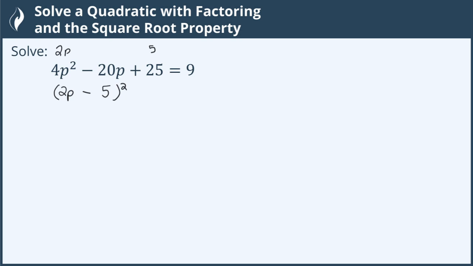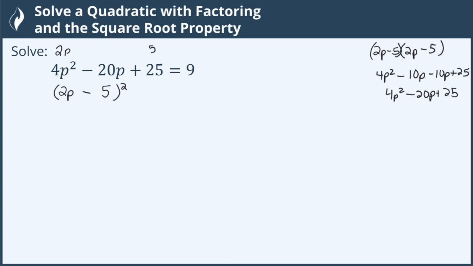Now what I would do here is, if I have 2p minus 5 times 2p minus 5, 2p times 2p is 4p squared. 2p times negative 5 is a negative 10p. Negative 5 times 2p is again negative 10p. Negative 5 times negative 5 is a positive 25. So if I combine my like terms, I get 4p squared minus 20p plus 25. So I have the same thing that's over here.